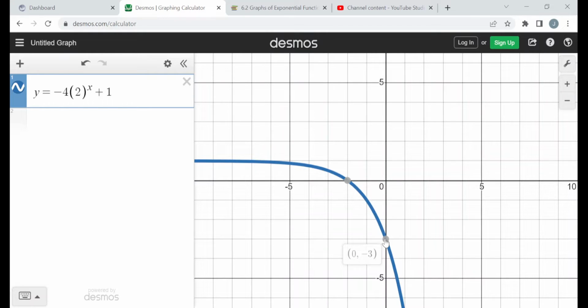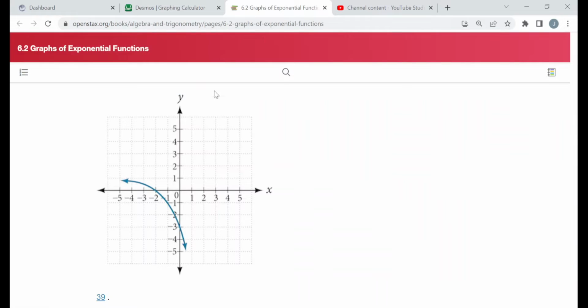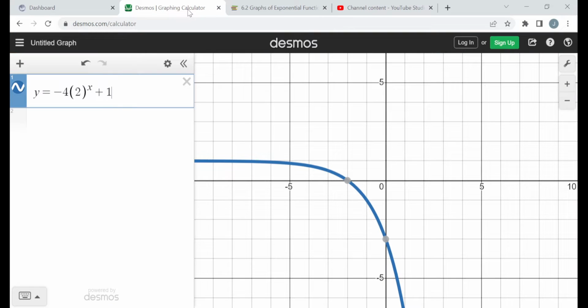You only need 2 points to determine an exponential function. So if these 2 points are on it and it's decreasing, and look at the asymptote at y equals 1, everything is the same as the graph they gave me. Everything is the same. So that is a valid function. All right.